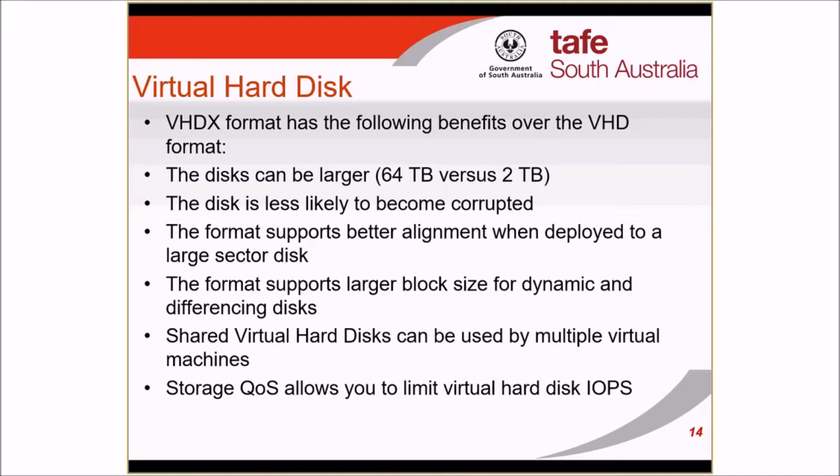There's also shared virtual hard disk, which can be used by many virtual machines at the same time. Storage quality of service allows you to limit the hard disk IOs per second. If you remember, we had a discussion about IOs per second being the most important measure for a hard drive or storage. IO is input output, and per second is how many input outputs it can do per second. The more virtual machines you have, the more IOs you might have to send to the disk. So obviously, if some virtual machines are more important than other virtual machines, we might give them a higher limit, whereas a less important virtual machine might have a lower limit. So that's that quality of service.